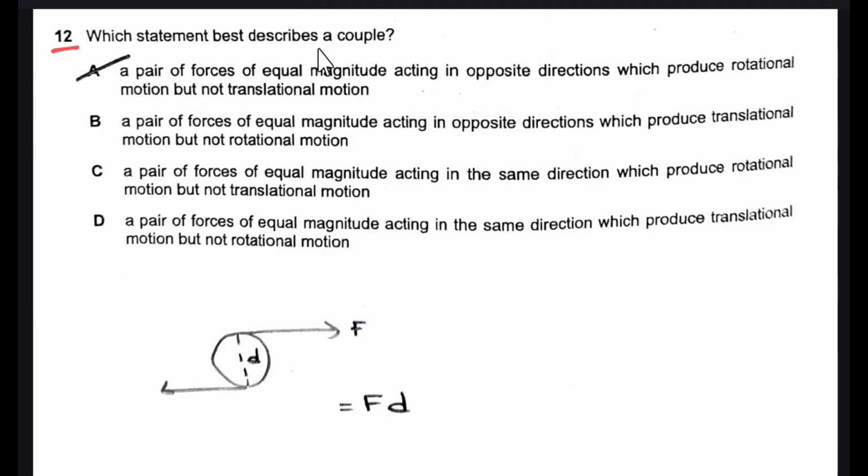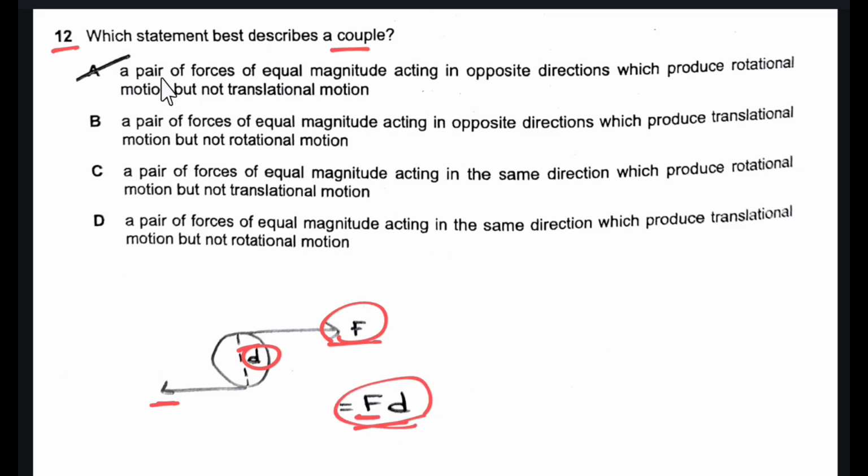12. Which statement best describes a couple? A couple is basically two forces of equal magnitude acting in opposite directions that cause the object to rotate. The formula for a couple is the force times the perpendicular distance between the two forces. So this is the formula for a couple.